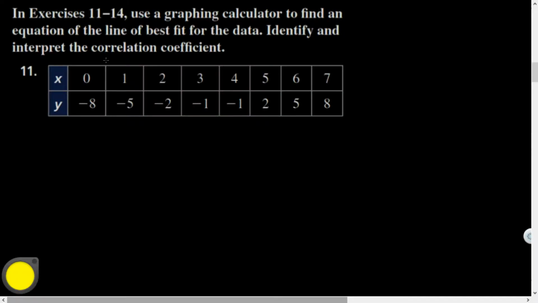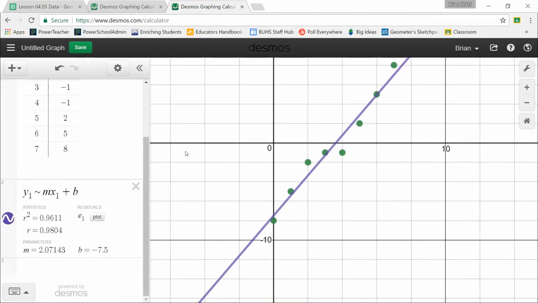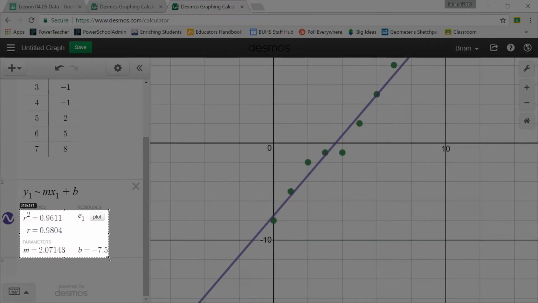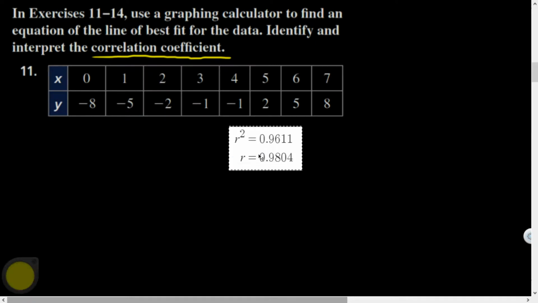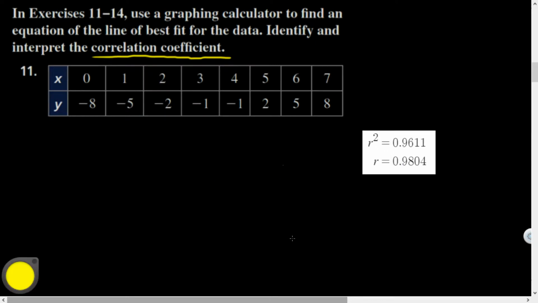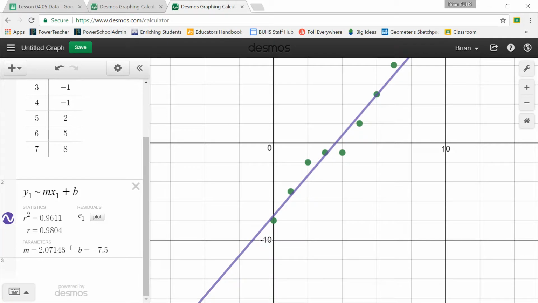correlation coefficient. Does anyone remember what that was? The correlation coefficient was this R value. All right, so this is what we're interested in. There we go. That's the R value. They actually wanted the equation of the line of best fit. What would my equation be? What is the equation of this purple line? Does anyone know how to interpret this?